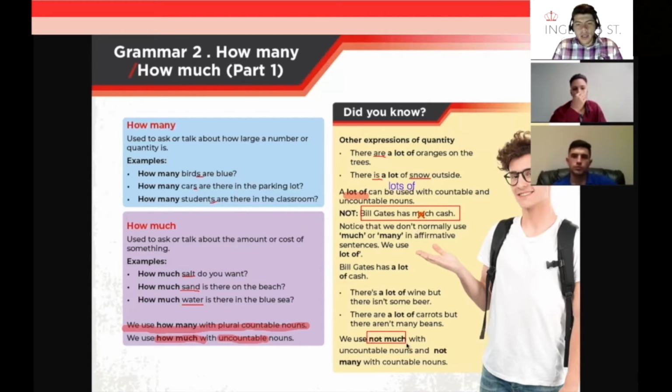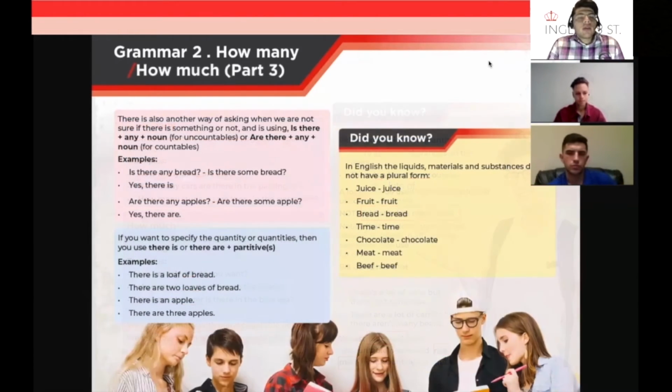Much, entonces, ¿para qué lo utilizamos? Much para countables or para uncountables? Uncountables, very good. Y many es para countables. Entonces, tenemos estas dos expresiones. Not much, not many. Se refiere a no tanto, okay. Grammar 2, how many, how much, part 3.